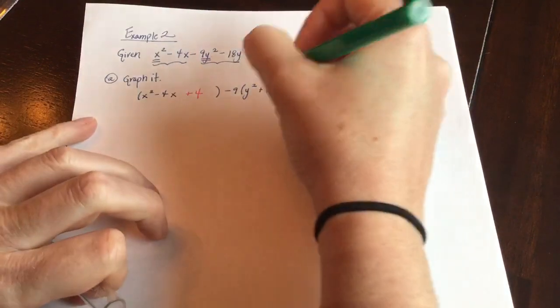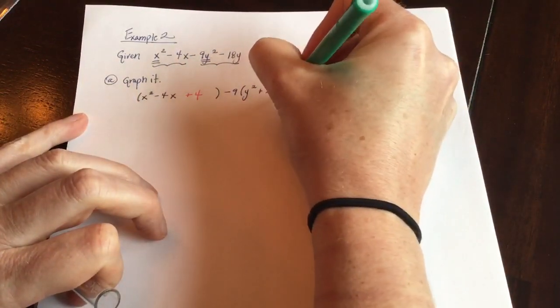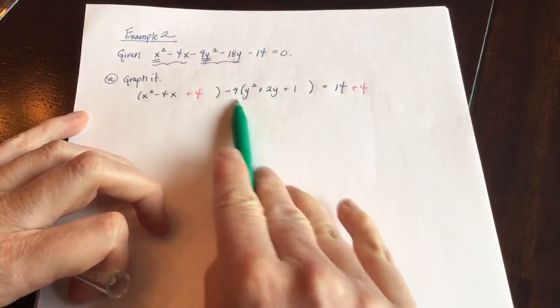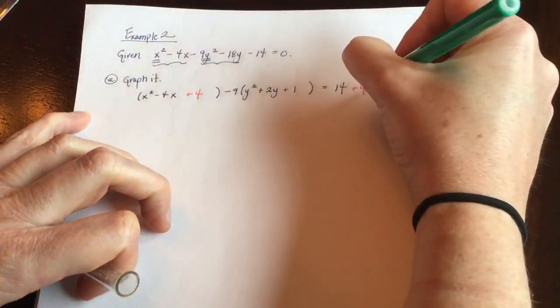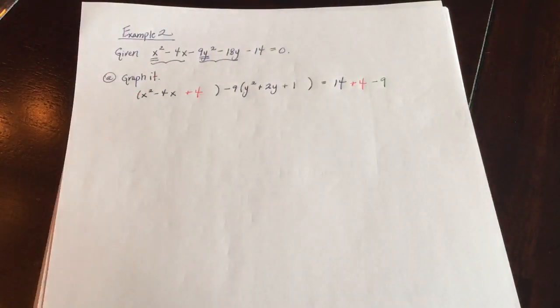Magic ingredient in your y terms here would be 1. Looks like you just added 1. You actually just subtracted 9. See the -9 times 1? So I'm going to subtract 9 off of the other side.